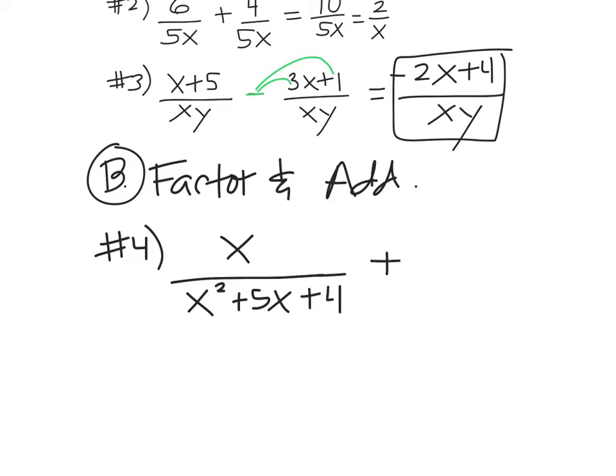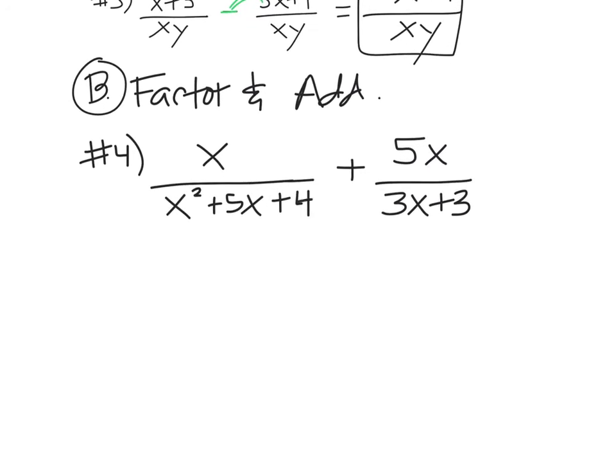And we're going to add that to 5x over 3x plus 3. Okay. This is where we get to some really tough problems. Now, when you look at this, you look at the denominators. They have to be exactly the same in order to add fractions together. These are way off of each other. This has a squared, this has some 3's, like what's going on here?